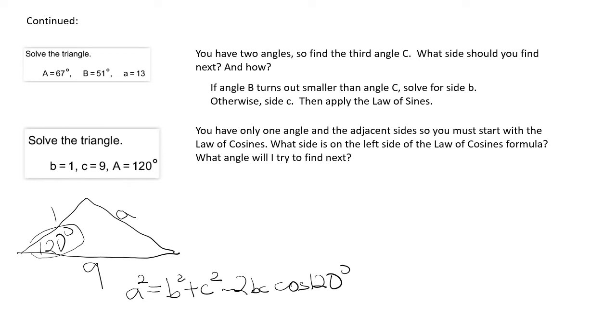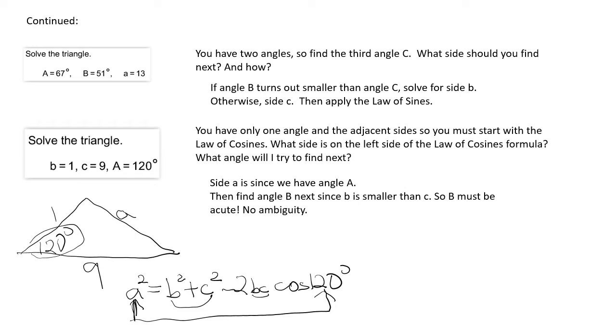Notice, the important thing with the law of cosines is whatever side is over here, it is associated with the angle on the right-hand side. And the other two, right here and here, are the adjacent sides. So we're going to be working with side A on the left side. And then what angle will I try to find next? Well, we're going to find B next since B is smaller than C. So B must be acute. No ambiguity.